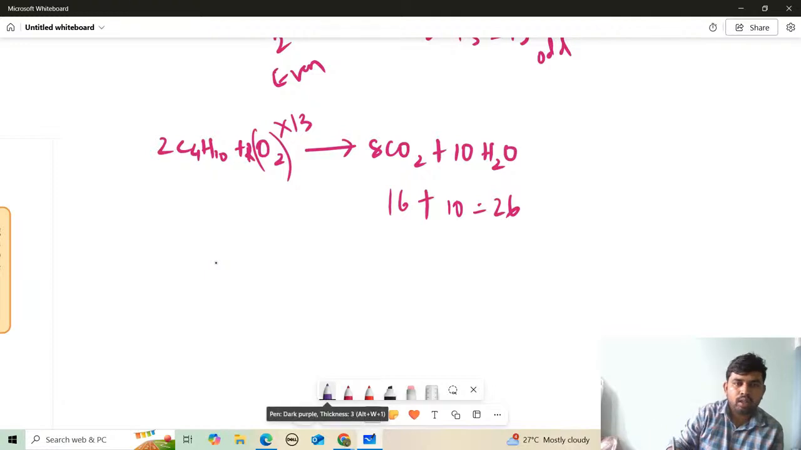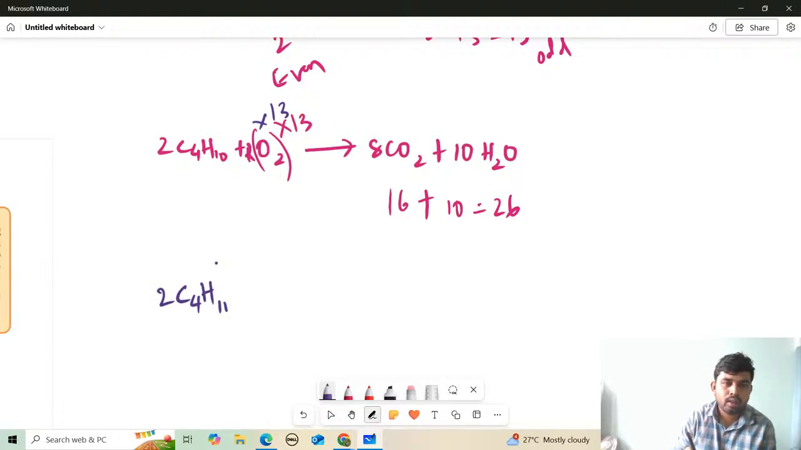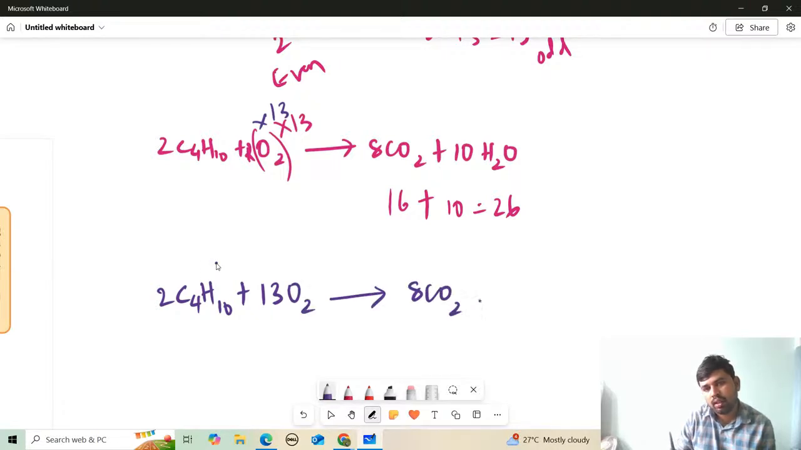So now what I'm doing is multiplying this one with the 13. So 2 into 13 is 26. So we'll get 2C4H10 plus 13O2 gives rise to 8CO2 plus 10H2O. Now this is the balanced one.